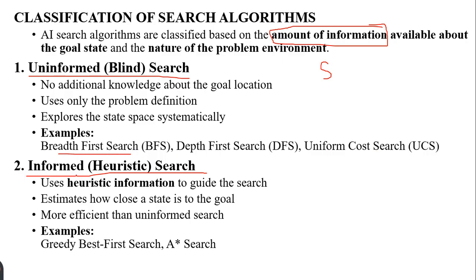Next, we are going to see informed search. We have heuristic information to guide the search. It estimates how close a state is to the goal, and is more efficient than uninformed search. Examples are best first search and A* algorithm. With the help of informed search and uninformed search, we will solve the problems.